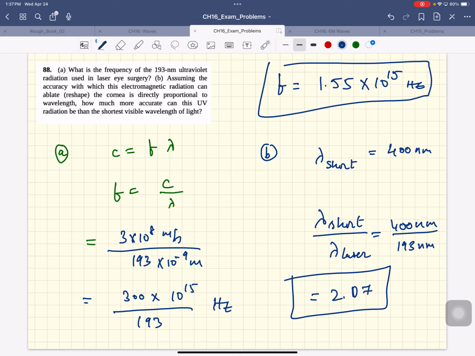Anyway, so you see, the shorter the wavelength you use, the smaller the tissue you can chip away, essentially. Okay. All right, guys.